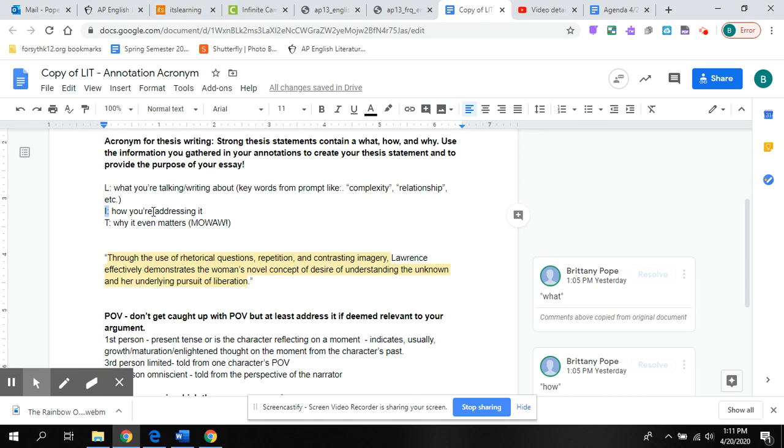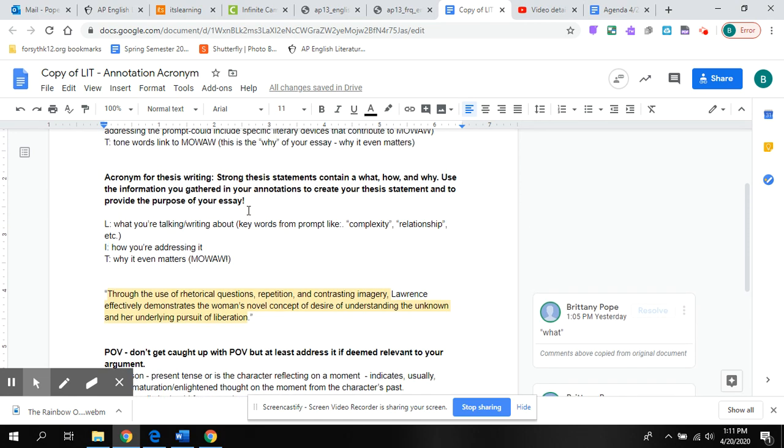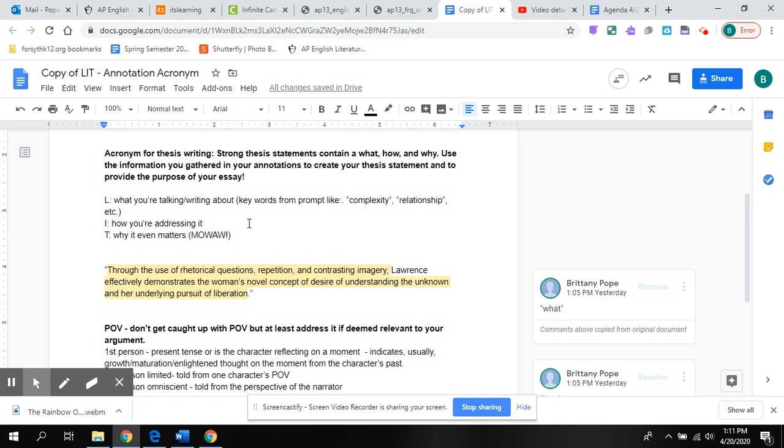So how are you going to address it? This could be your devices if you want it to be. Be careful whenever you do something like that in a thesis. If you're listing devices, you don't break your essay up by device. You continue to stay on track with breaking it up by paragraphs, right? And then T for why it even matters.